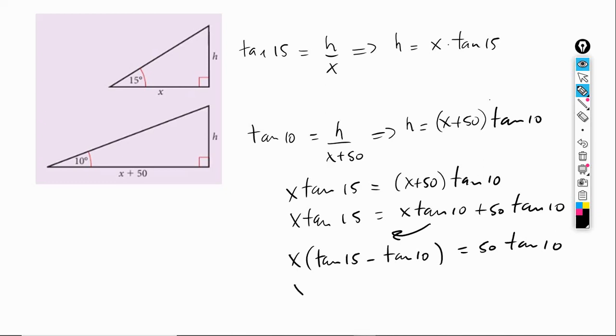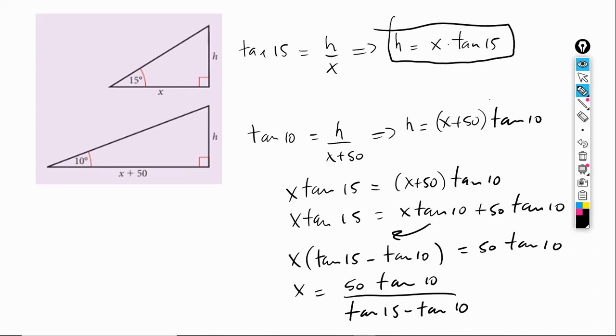So then we have that x is equal to 50 tangent of 10 divided by (tangent of 15 minus tangent of 10). So this is x, and I'm going to leave it like that. I won't change it until the end when I want to round. So going back, we see that h is simply x times tangent of 15.